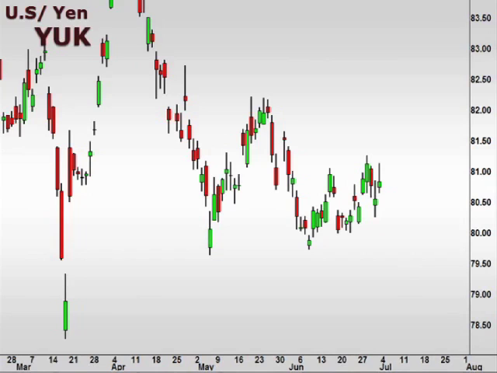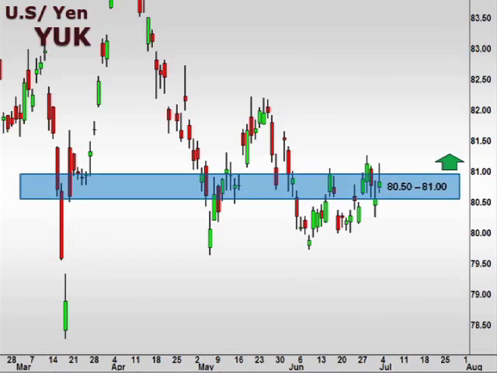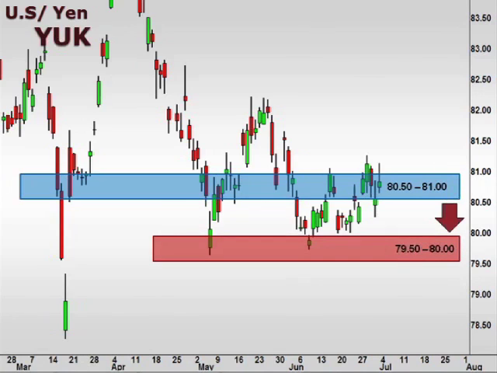Let's take a look at the YUK, the U.S. versus the Japanese yen. Well, the YUK is consolidating just below the resistance level at 81, a break of which opens the window for a push higher. A break below 80.5 is likely to open the window for a test of the 79.5, 80 level for support once again.